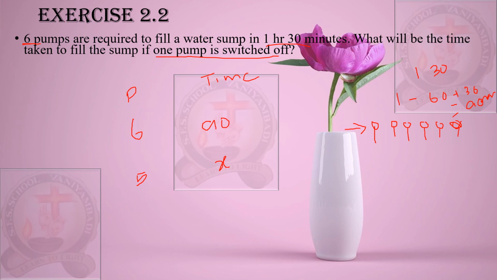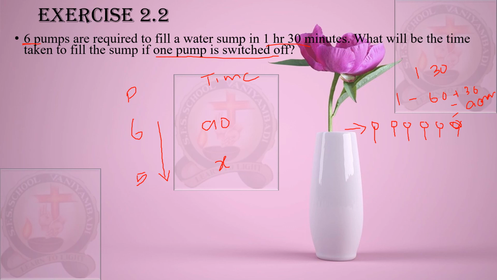Now we should understand whether this is an indirect proportion or direct proportion. How can we understand? It's very simple. Okay, first it was 6 pumps, then it is reduced to 5, which means it is decreased here. Do you understand, children, what I say? First it was 6 pumps. When it was 6 pumps, it took 90 minutes. When it is reduced to 5, the question is how many minutes it will take to fill, children.